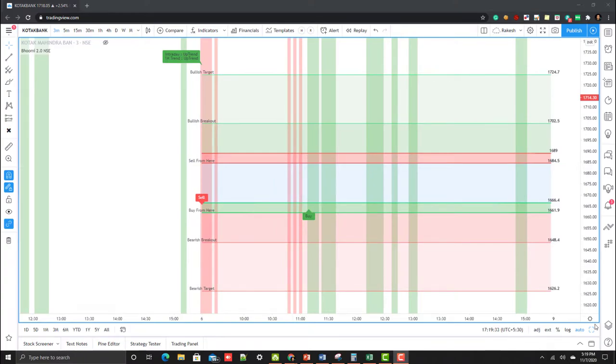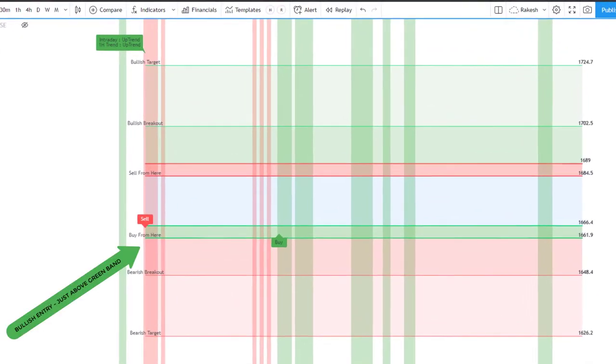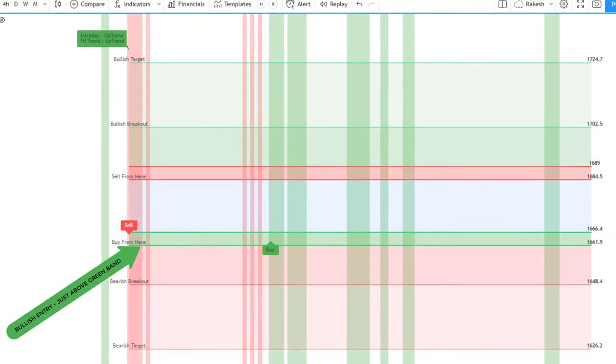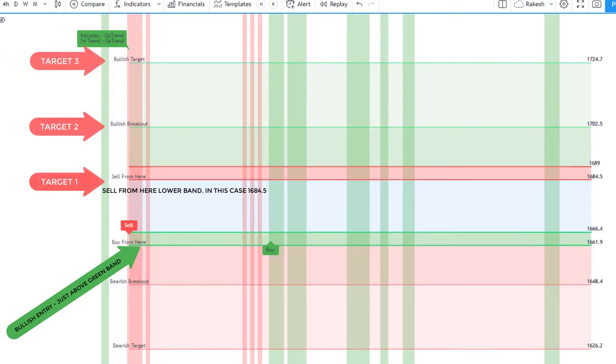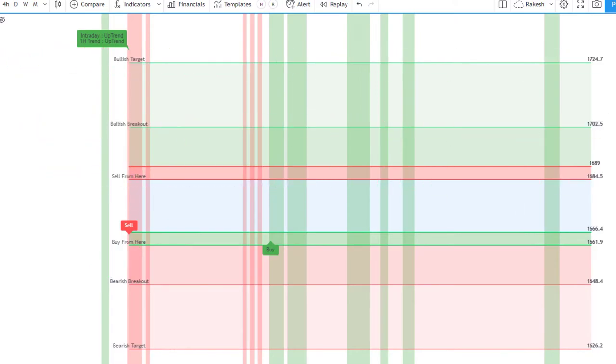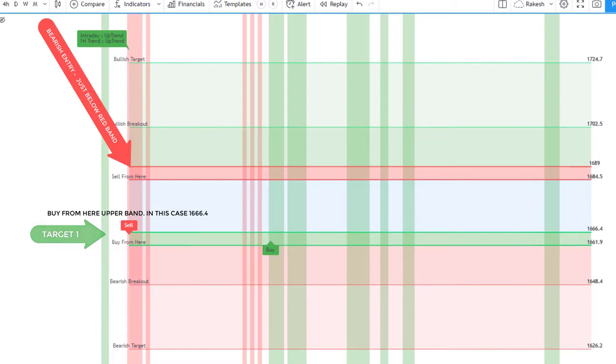For a bullish trade which started at buy from here, the first target would be sell from here. Bullish breakout is your target 2. Bullish target is your target 3. Now, if you are bearish and you've just entered a trade at sell from here, then your target 1 is buy from here. Your target 2 is bearish breakout and your target 3 is your bearish target.